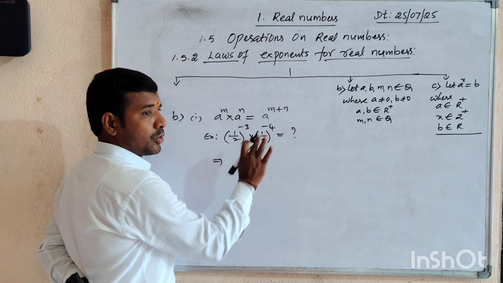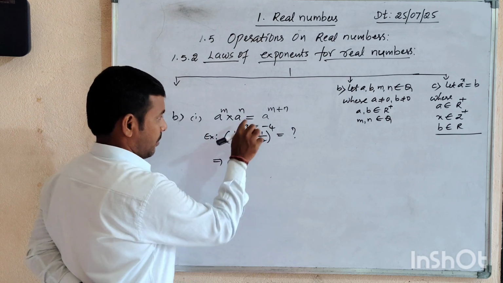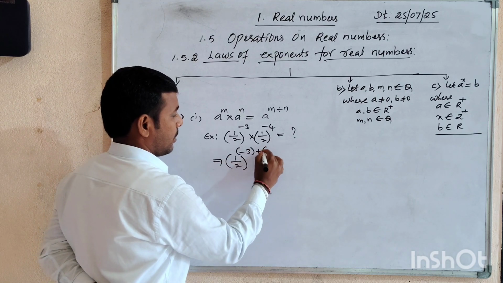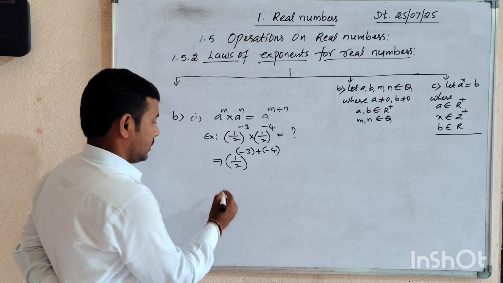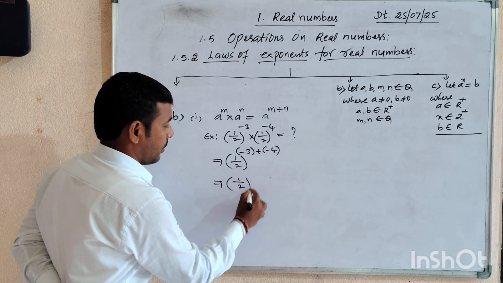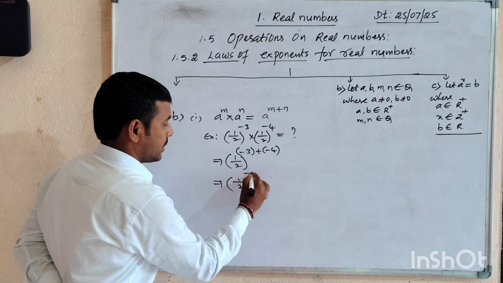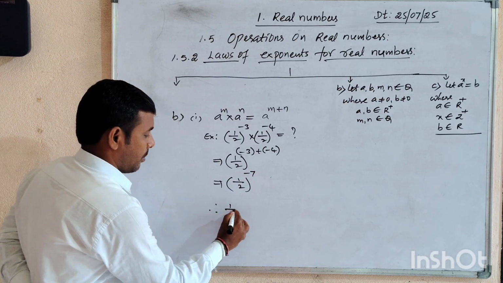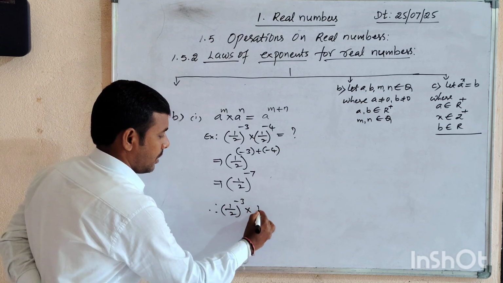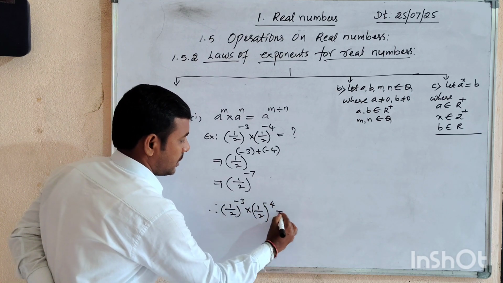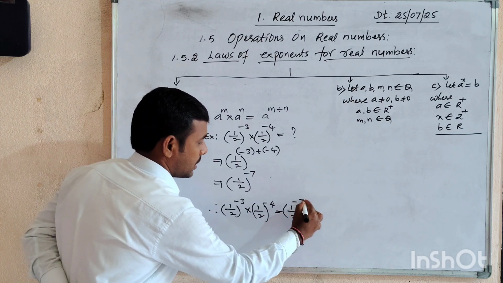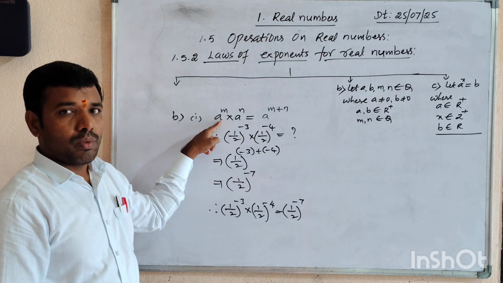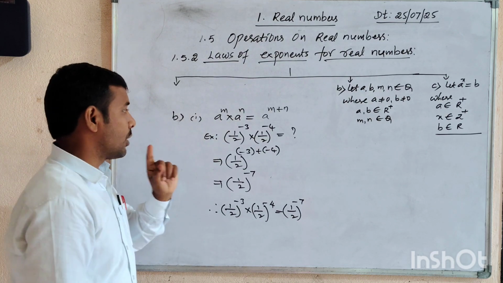When bases are equal, powers should be added. Based on this formula, (1/2)^(-3 + -4). Next, -3 plus -4, the answer is -7. Completed. Therefore, (1/2)^-3 into (1/2)^-4, the result is (1/2)^-7. Consider this as one model based on this formula. Okay? Let us see one more problem.